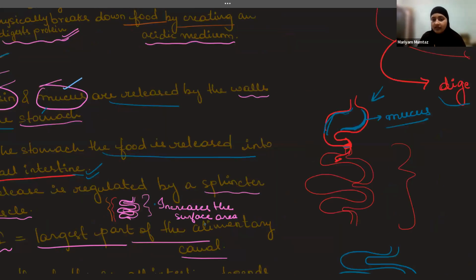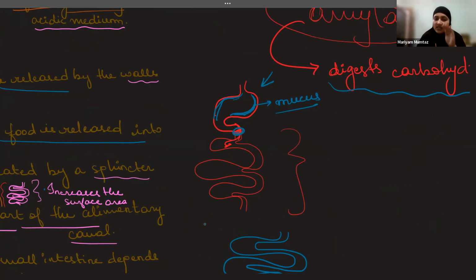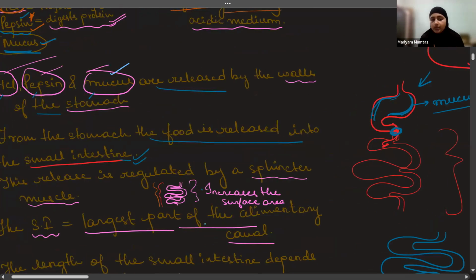Sort of like it is present here. For example, if the stomach ends here and the small intestine starts here, one muscle will be present here. When this muscle allows the food to move into the small intestine, then only the food will move, and then it will close. Why will it close? So that the food does not go backwards. That is why sphincter muscles are so important.